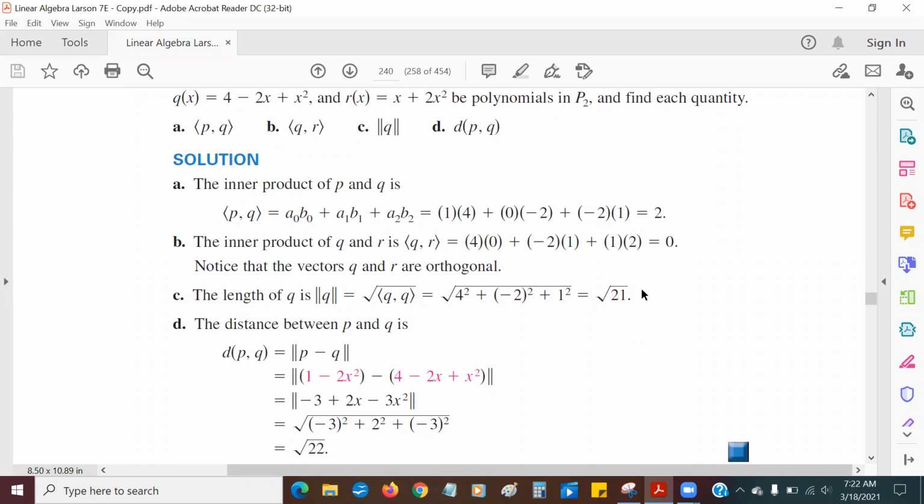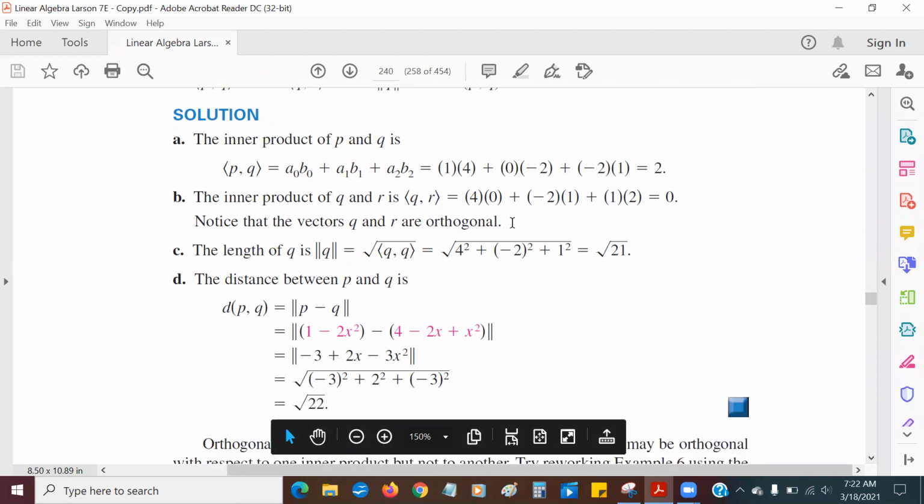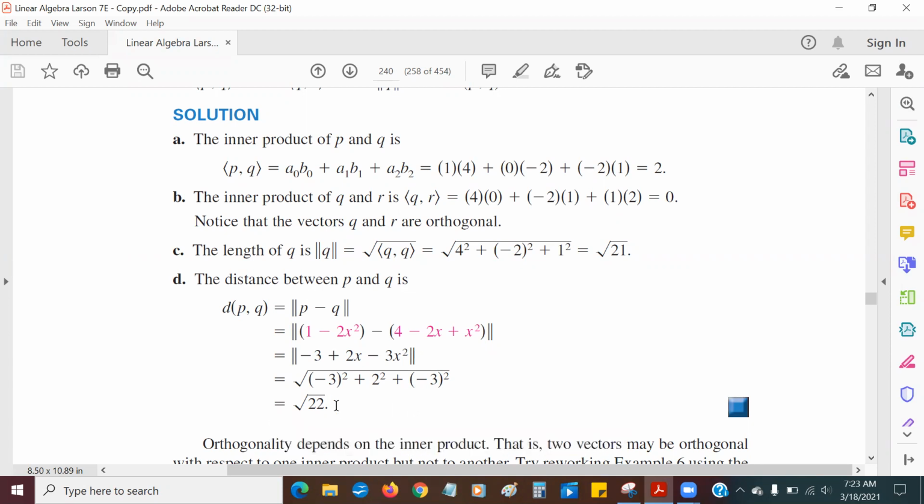So let's move on. And finally, the distance between P and Q is going to be the length of P minus Q. So P minus Q is the standard thing: just take this polynomial, subtract that polynomial, and you wind up with -3 plus 2x minus 3x squared. Now you want the length of this based on our definition, which was similar to a dot product definition that we already established above. That's -3 squared plus 2 squared plus -3 squared again, which is 9 plus 4 plus 9, which is 22, so it's the square root of 22. So the distance between these two polynomials is square root of 22.